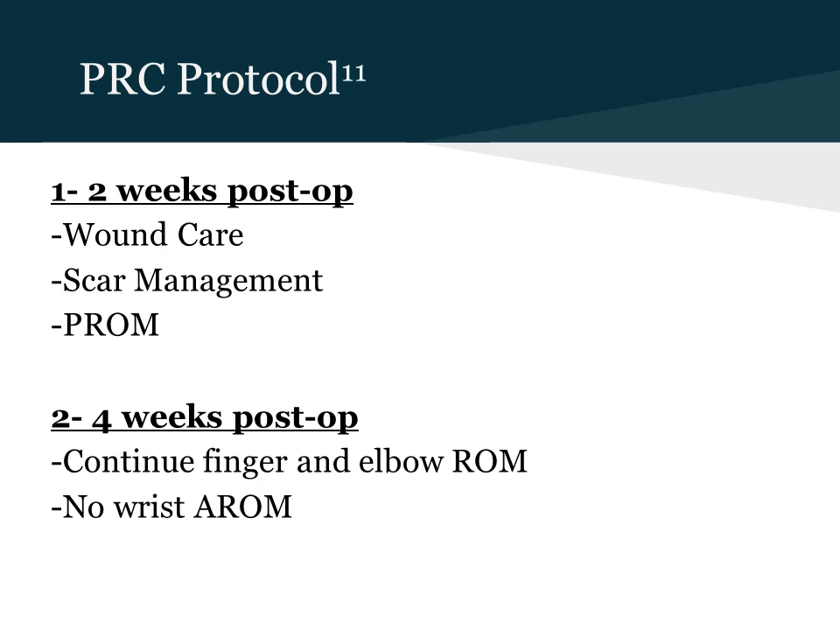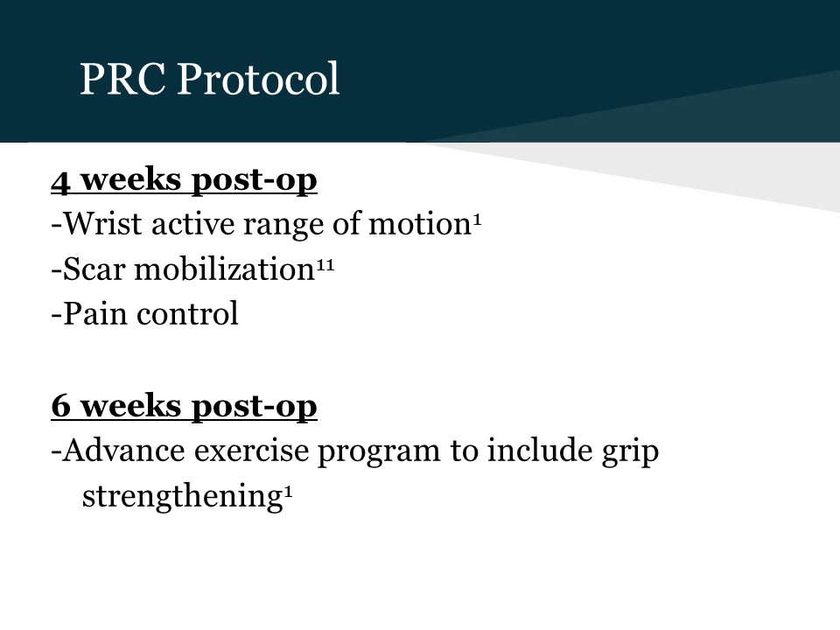The rehabilitation protocol for proximal row carpectomy includes wound care, scar management, and passive range of motion in the first 2 weeks. At 2 to 4 weeks post-op, the therapist should continue finger and elbow range of motion exercises, but should not begin wrist active range of motion exercises. At 4 weeks, wrist active range of motion may begin along with scar mobilization and pain control therapies. Advanced exercise programs, which should include grip strengthening, may begin at the 6-week mark.